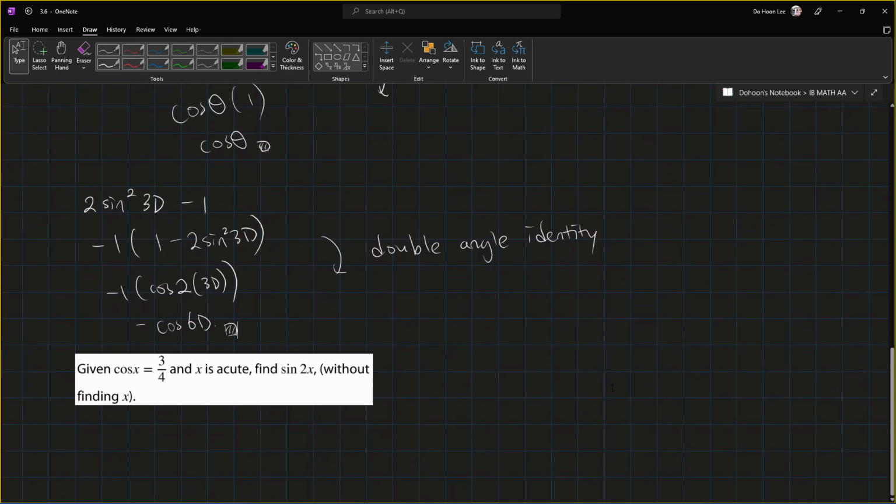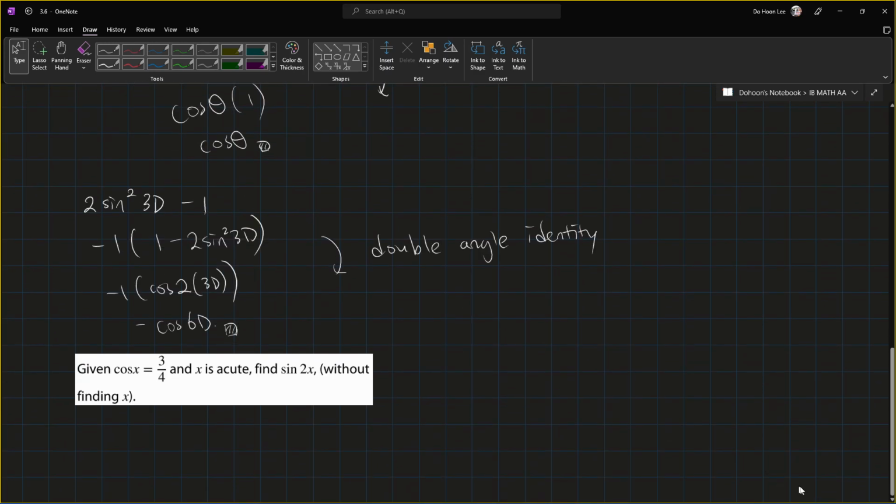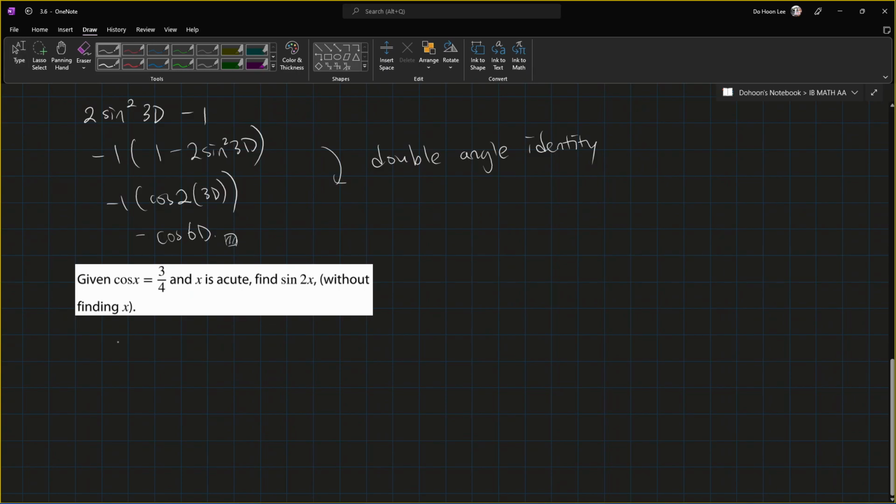Given cosine x is 3 over 4 and x is acute, find sine of 2x without finding the x. Okay, well, first thing is that, if I want to find the sine of 2x, let's look at this double angle identity. Sine 2 theta is 2 sine theta cos theta. So let's write that down here. Sine 2x equals 2 sine x cos x. And I know cos x is 3 over 4, so that would be 3 over 2 sine x. So we know that to solve this problem, we want to figure out the sine x first.